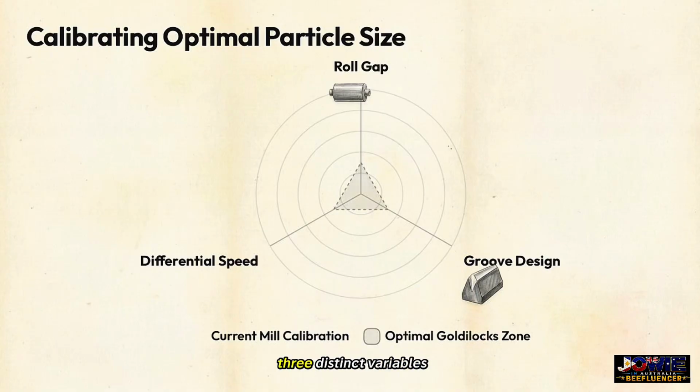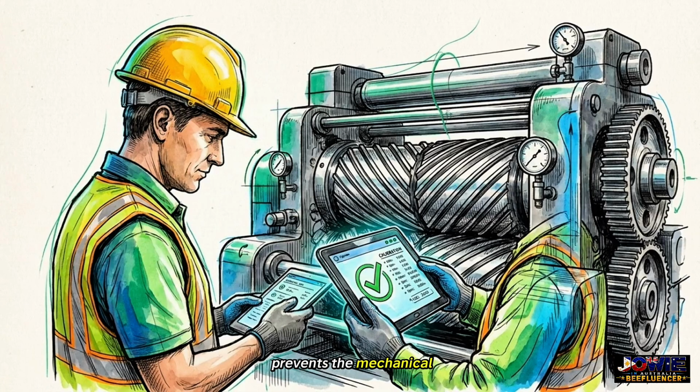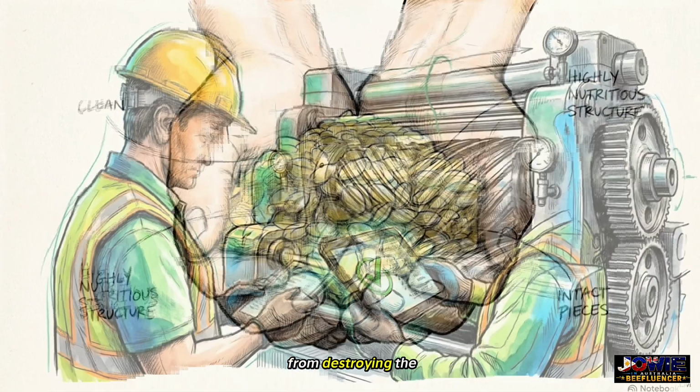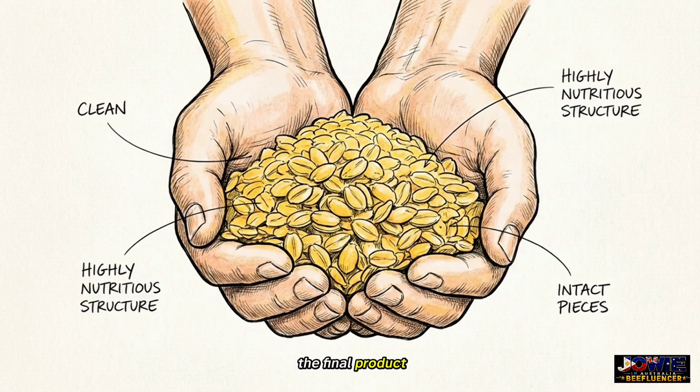Managers must balance three distinct variables: the gap between the rolls, the specific design of the grooves, and the differential speed. This diagram shows the intersection where all three factors align to produce the target particle size. Maintaining this calibration prevents the mechanical forces of the machine from destroying the nutritional value of the final product.